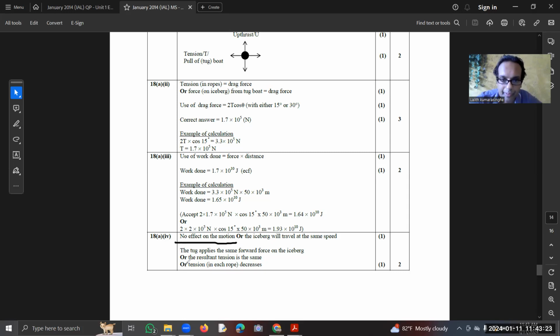You can say the tugboat exerts the same forward force, 100. Yes, the tension in each of the pieces, that's fine. Now, if you want, you can mention that, but this is enough. You got that, no? The tension will change actually. T dash is not the same as T. Did you understand?